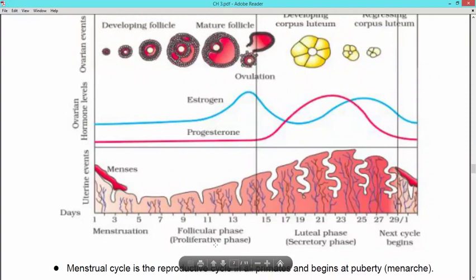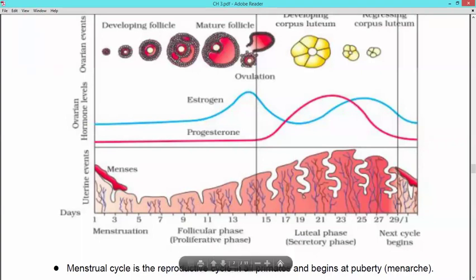Here the proliferation will take place, that is, the maturation of the follicles. As you know, each and every month one single ovum gets matured. So again here in the follicular phase, one primary follicle gets converted to the Graafian follicle, and it ruptures out and releases the ovum, right? So this is about the follicular phase.